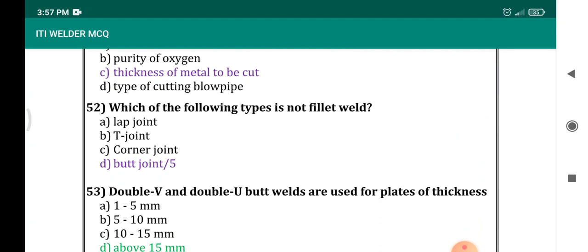Which of the following is not a fillet weld? Lap joint, T-joint, corner joint, butt joint. The lap joint, T-joint and corner joint are all examples of a fillet joint, but the butt joint is not a fillet weld.